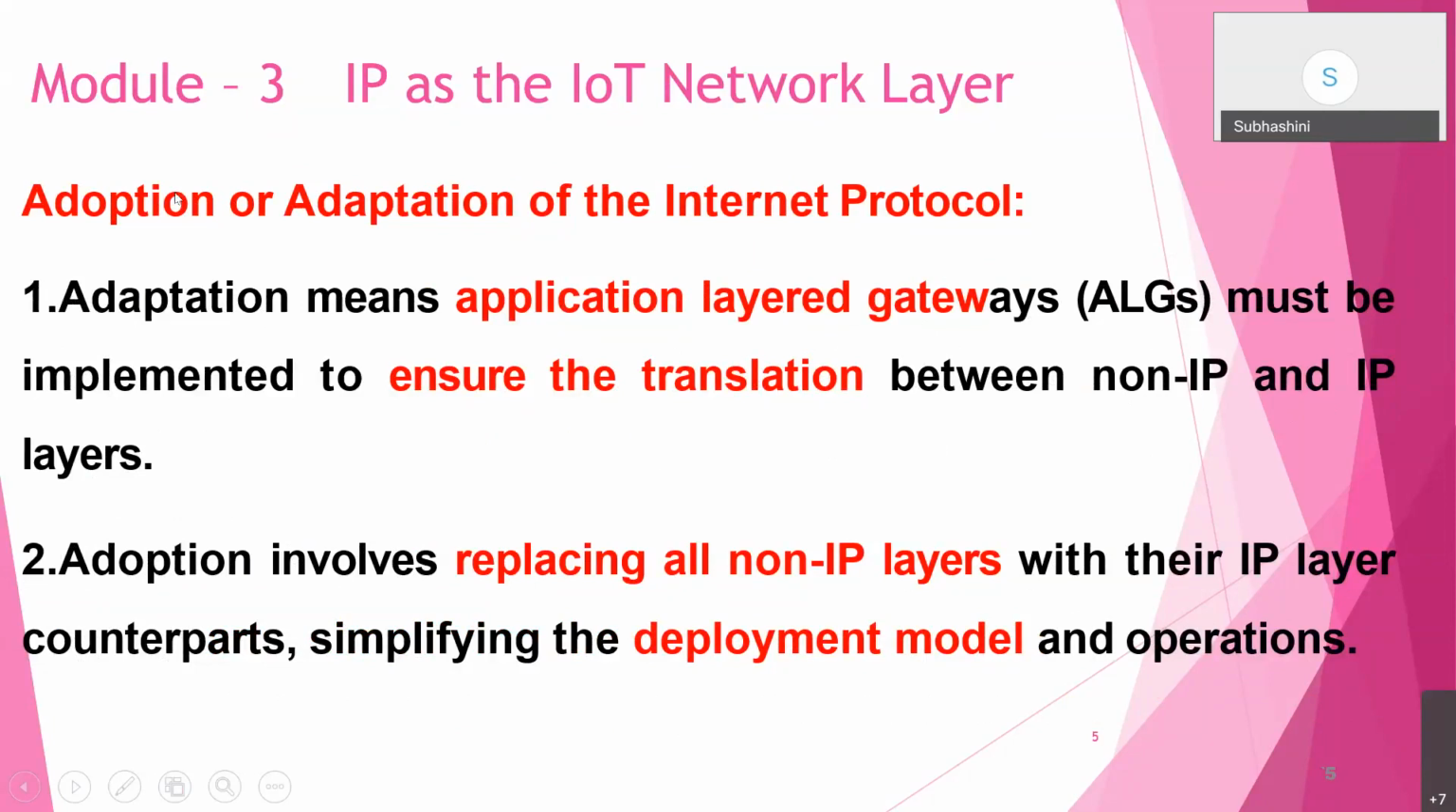Whereas what is the second model? The adoption model. So what does this adoption model do? It tries to convert all the non-IP layers to the IP layer. So this is nothing but translation. You're translating. So adoption talks about converting or replacing non-IP layers with the IP layer. You're making modification here.